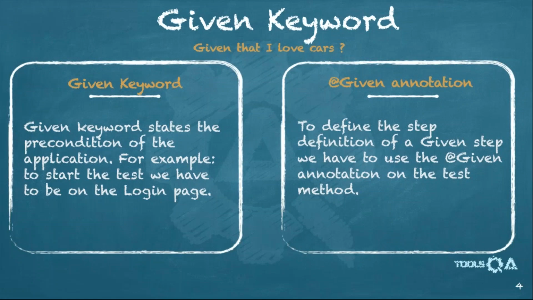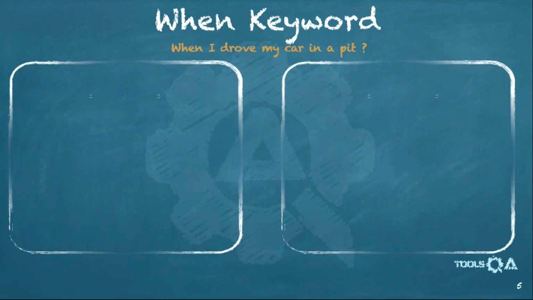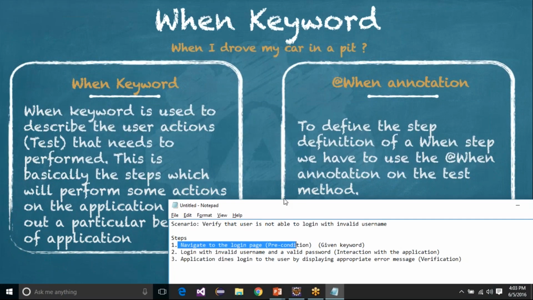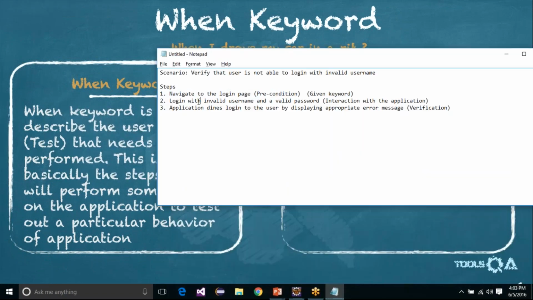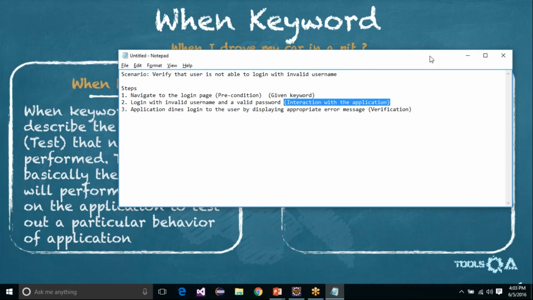Now let us go back to the slide and let's see what is the next keyword that we have. The next keyword is the when keyword. So if I go back to the notepad, in the notepad we said the second thing that we do in a test is interact with the application to perform the user interaction, right? So that can be represented by the when keyword. So here in the second step we are saying that login with an invalid username and a valid password.